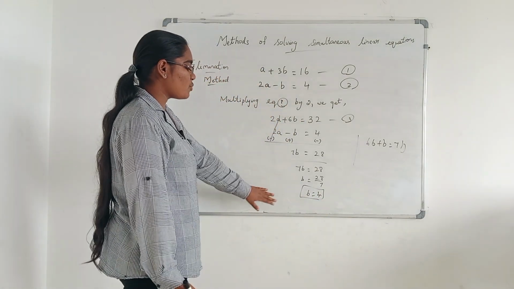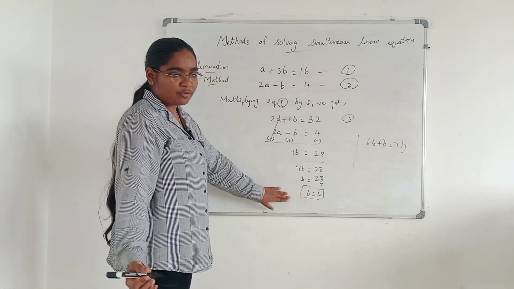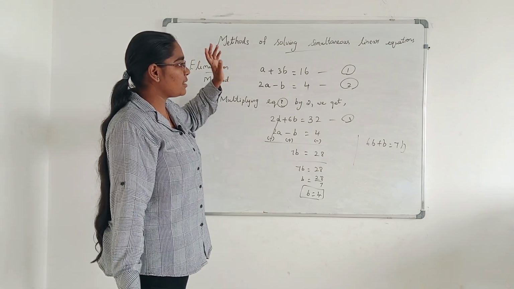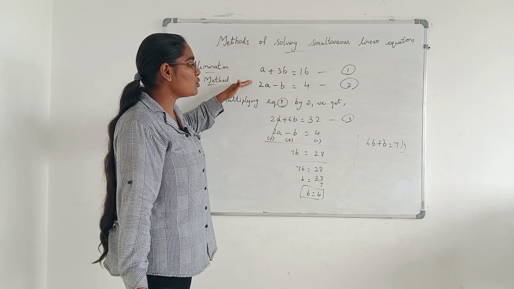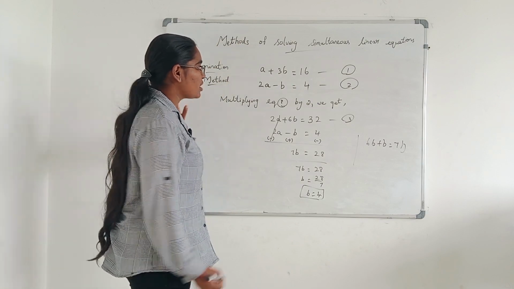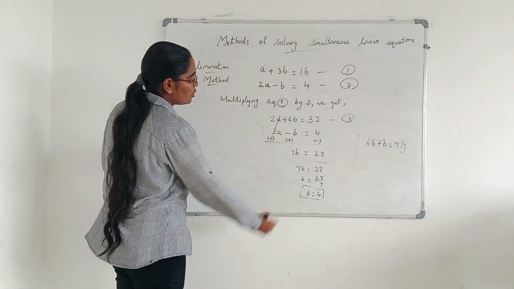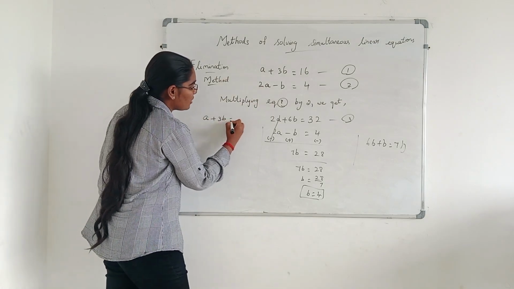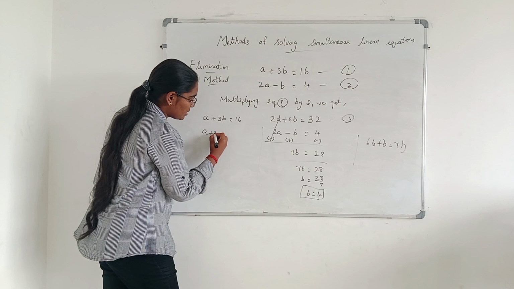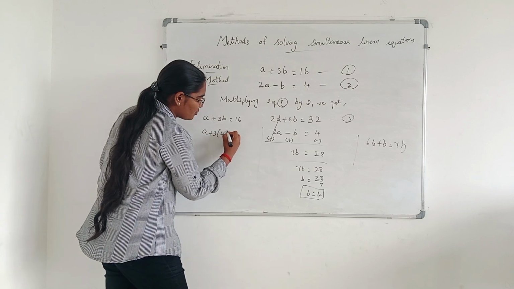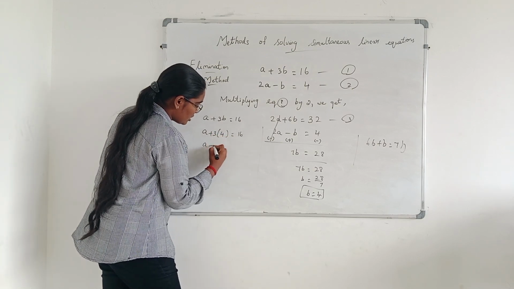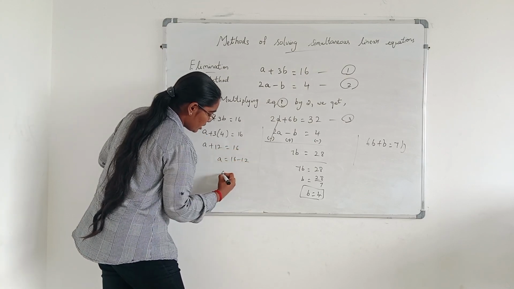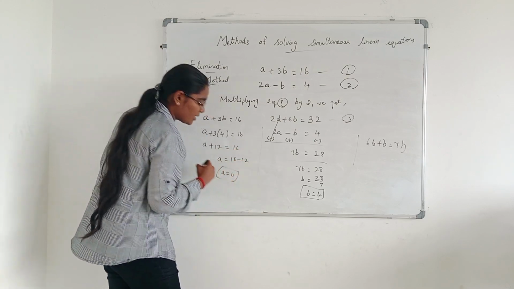Right. Next, what can we do? Now we found the value of B. Next, by substituting this value of B in either equation 1 or equation 2, we can find the value of A. So now I am going to substitute this value of B in equation number 1. So A plus 3B equal to 16. So A plus 3 into B, the value of B is 4, equal to 16. So A plus 12 equal to 16. A equal to 16 minus 12, A equal to 4. This is what our final answer is.